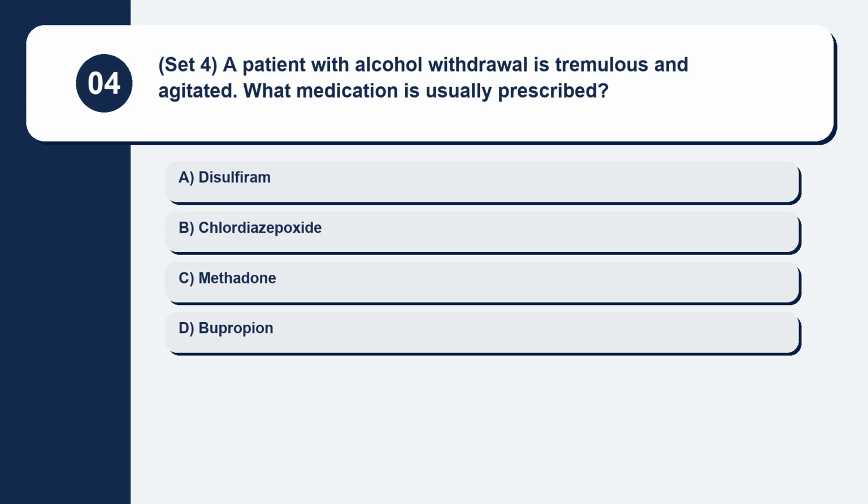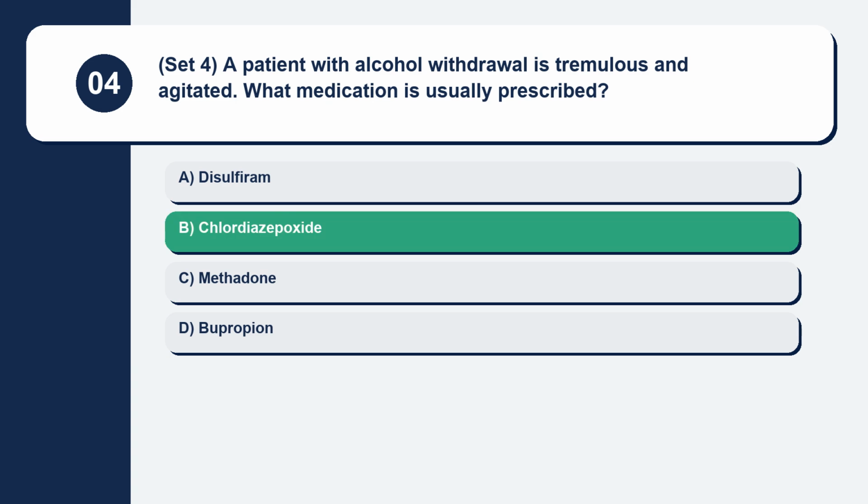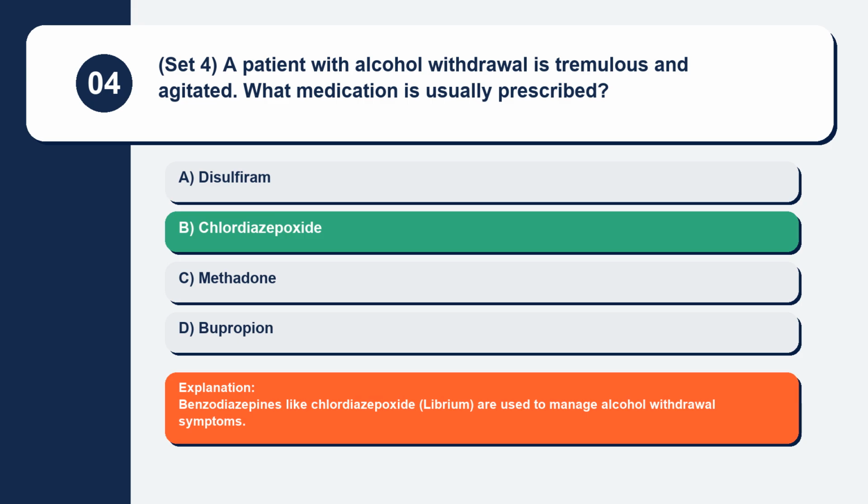Question 4. Set 4. A patient with alcohol withdrawal is tremulous and agitated. What medication is usually prescribed? Disulfiram, chlordiazepoxide, methadone, bupropion. Benzodiazepines like chlordiazepoxide, Librium, are used to manage alcohol withdrawal symptoms.